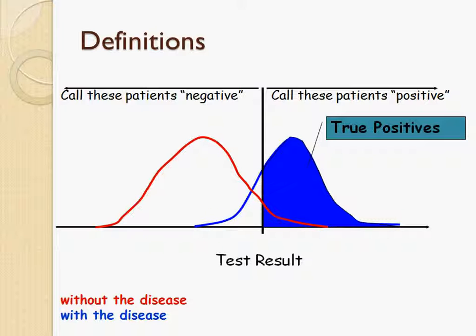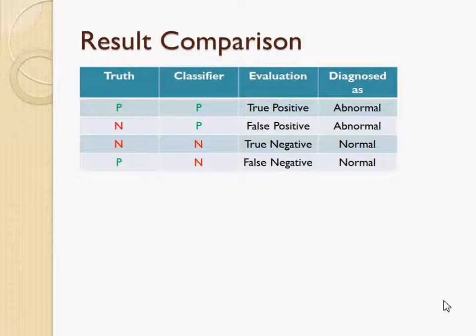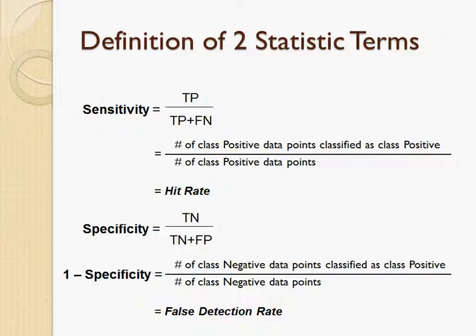In other words, sensitivity represents the number of class positive data points classified as class positive over the total number of class positive data points. Let me repeat that again. Sensitivity is basically the number of class positive data points classified as class positive over the total number of class positive data points. And this is accurate, so we give it another name, which is the hit rate.